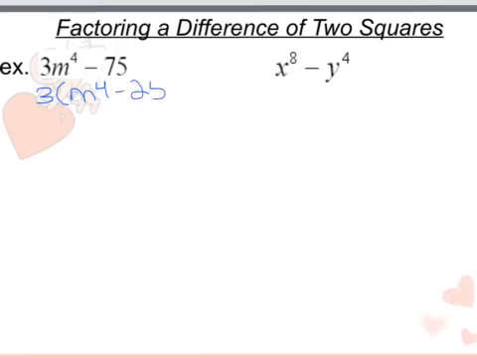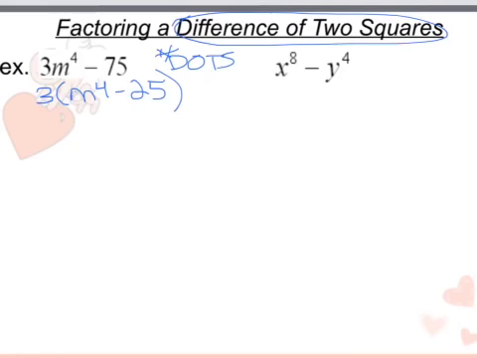minus 25. Now to find the difference of two squares, if it's a binomial, which this is, and if the first term and the second term are both perfect squares, which they are, because the exponent here is even, which means it is a perfect square. It's evenly divisible by 2. So we're going to leave the 3 out in front and break our two sets of parentheses. Difference of two squares has 1 plus and 1 minus.